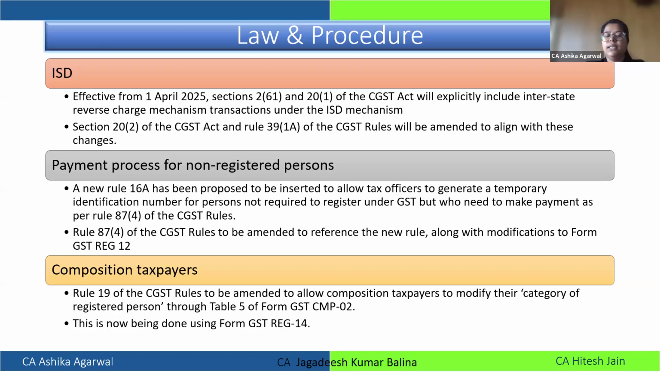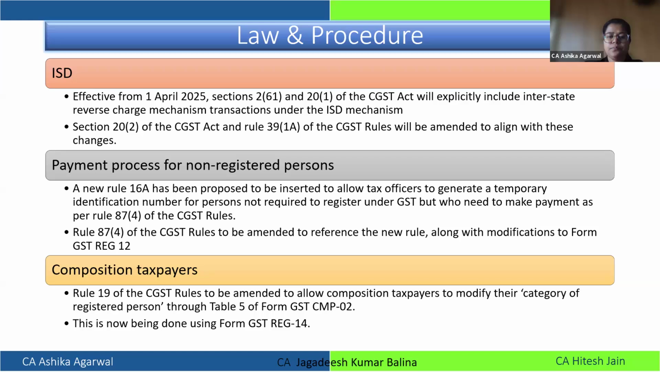Now, the next part is related to the payment process for non-registered persons. If a person is unregistered and is liable to pay tax, how can he pay? That's the reason they are coming up with the concept of temporary registration, where the officer will allow temporary registration and based on that temporary registration, GST payment can be made. And accordingly, they are going to make changes in the section and rule.